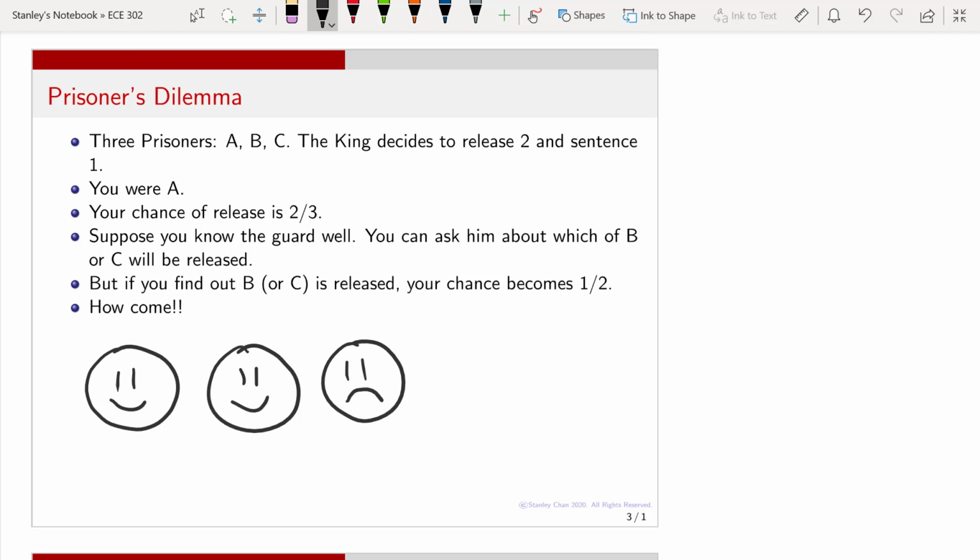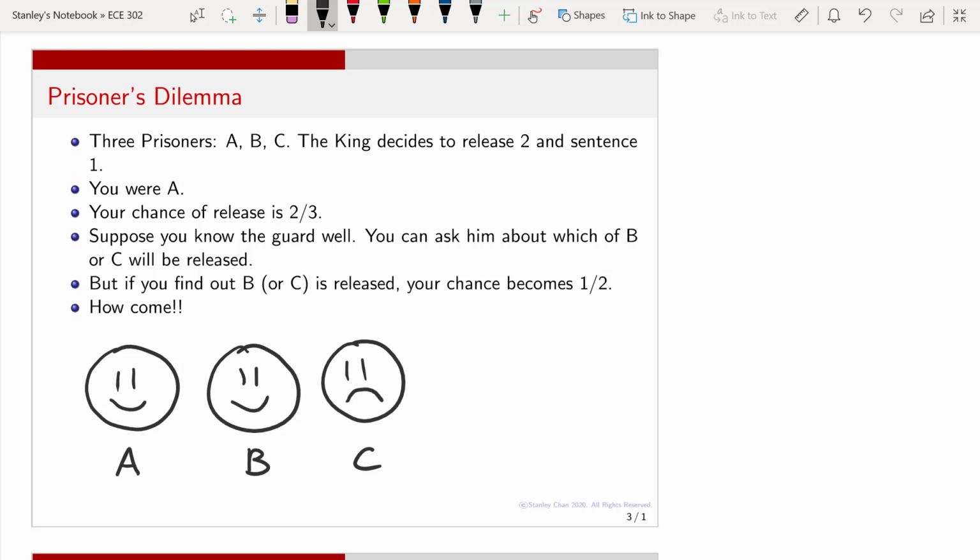Among all these prisoners, let's say you are A, and your chance of being released is 2/3. I think this is very clear because there are three people. Two will be released, one will be sentenced, and if you are one of them, then your chance of being released is 2/3.